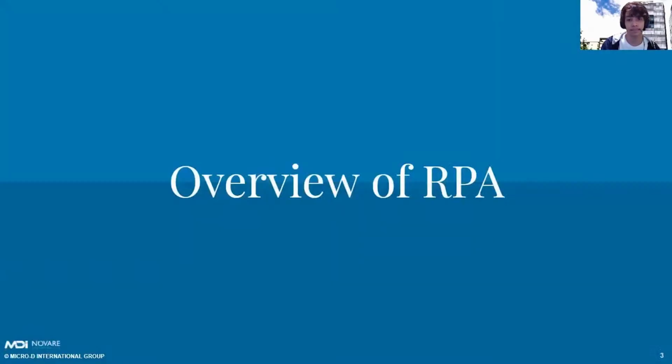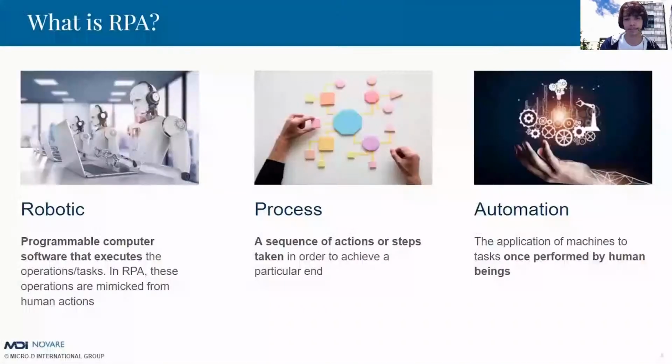So let's get started. An overview of RPA. So what is RPA? RPA stands for Robotic Process Automation. And if we split this into separate words, we get robotic, which means programmable computer software that executes the operations or tasks. So in RPA, these operations are mimicked from human actions. And then process, which means a sequence of actions or steps taken in order to achieve a particular end. And finally, automation, which means the application of machines to tasks once performed by human beings.